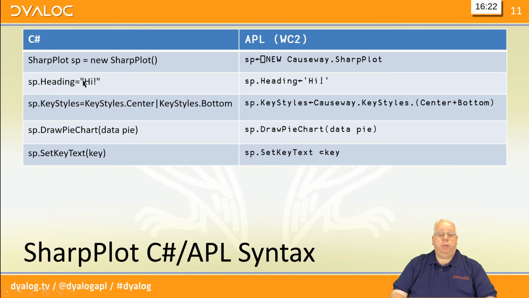Anytime you're setting something like a string variable in C#, you just change the equals to an assignment arrow and the double quotes to single quotes. Some properties are Boolean properties and they use an OR in C# to combine values, and that just translates to plus in Dyalog APL. And calling a function is basically identical. The syntax is identical between C# and APL. And finally, if you're calling a function that takes an array, if you have a single value for the array, you need to enclose it. But if it's a nested vector, then you can just pass the array.